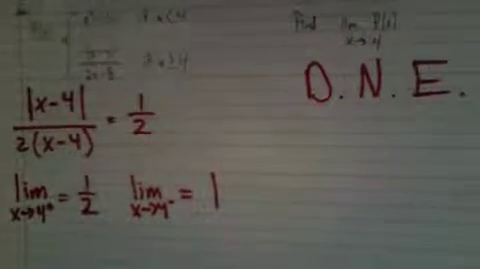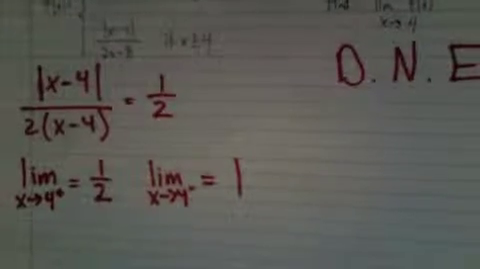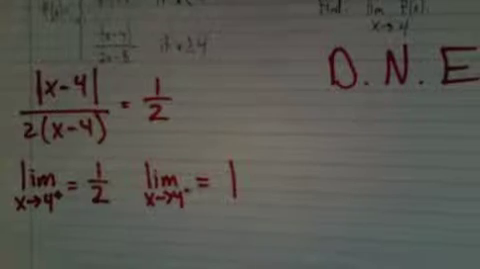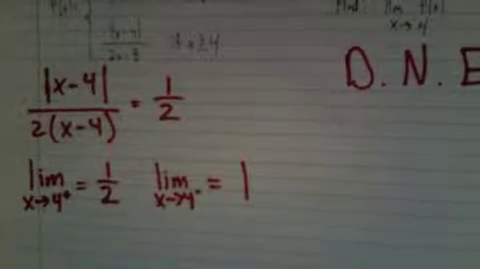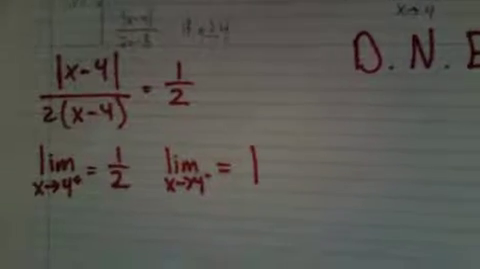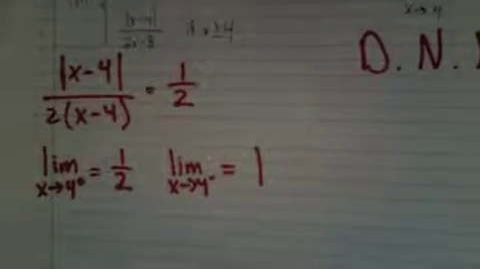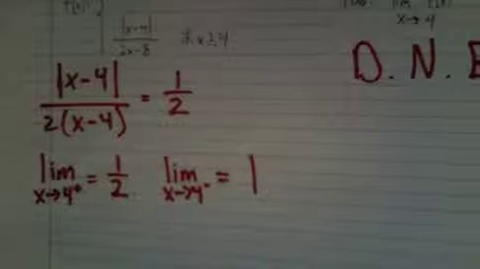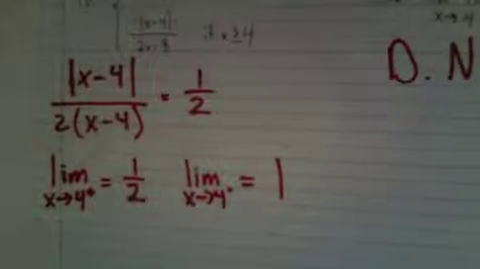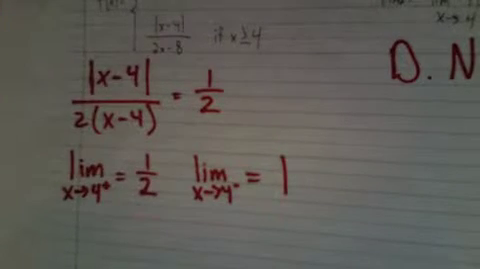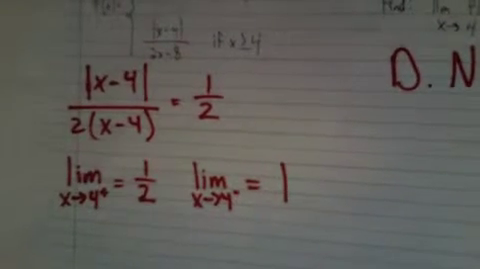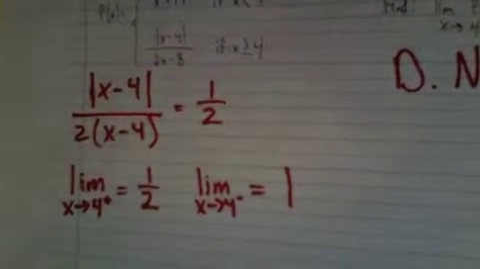Here's the last problem for the 2.3 notes. It's a piecewise function of f of x equals x squared minus 15 if x is less than 4, and the absolute value of x minus 4 over 2x minus 8 if x is greater than 4. What you're going to want to do first off is just plug in the 4 for all of it, and then for your first equation you just have 16 minus 15, and that's going to get your limit as x approaches 4 from the left, and that's going to get you 1.